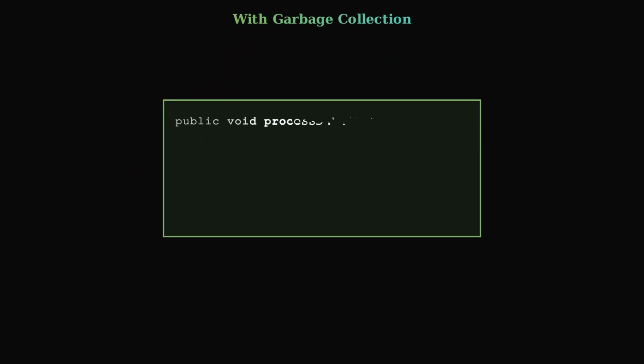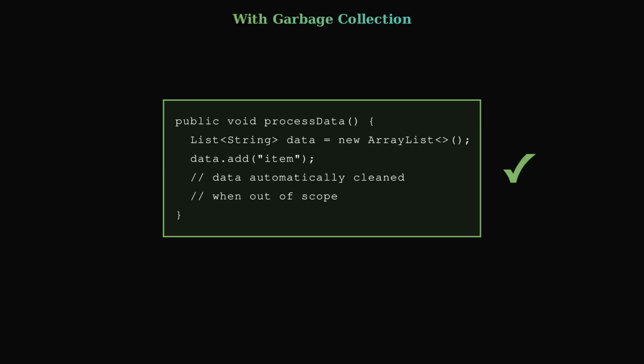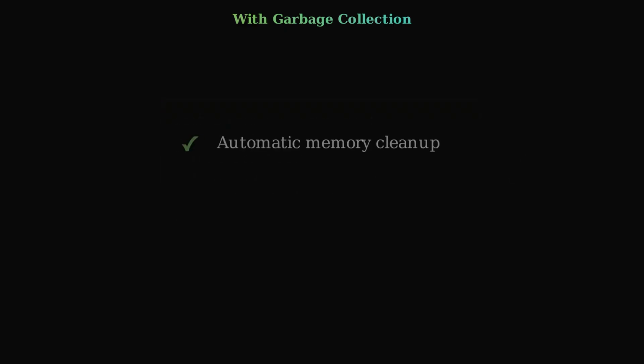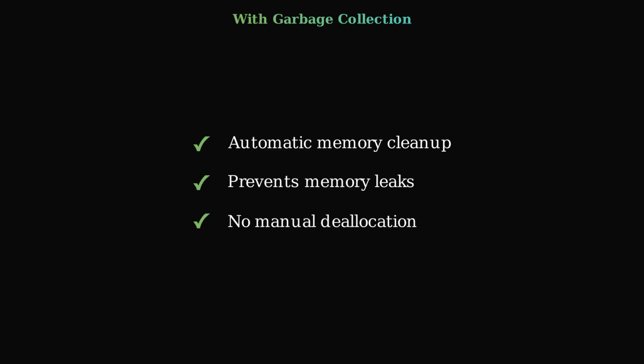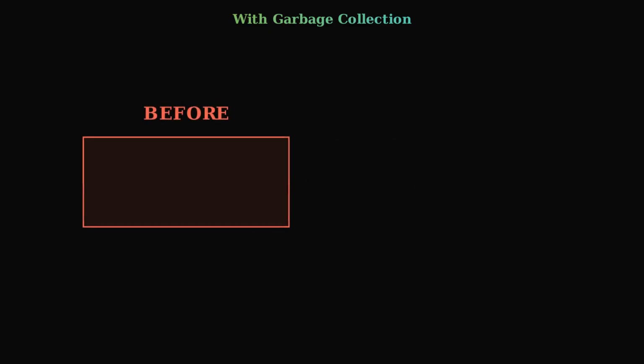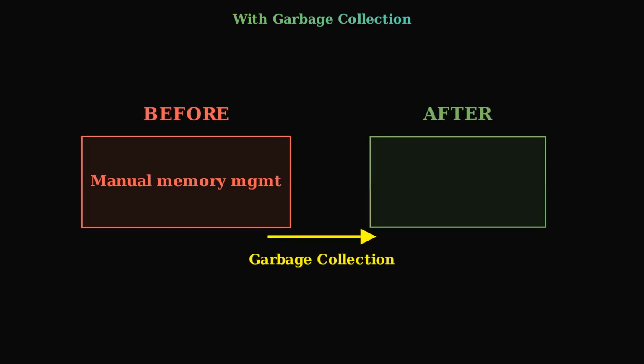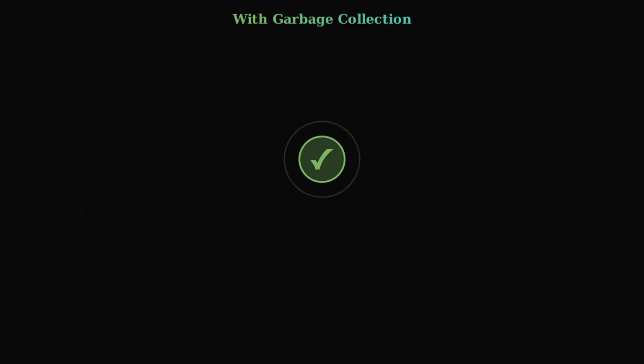Here comes the solution. Garbage collection. Look how clean the code is now. Automatic memory cleanup prevents memory leaks. No manual deallocation. Compare the difference. And that is why we use garbage collection.